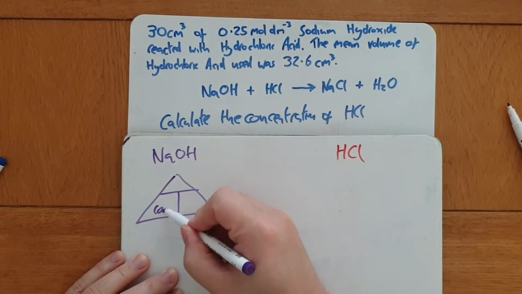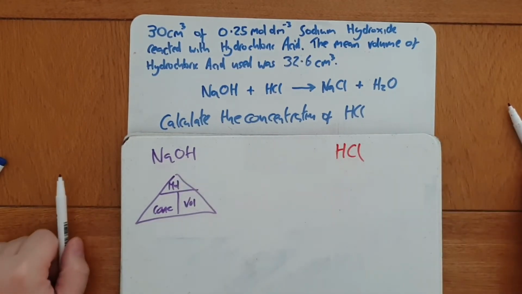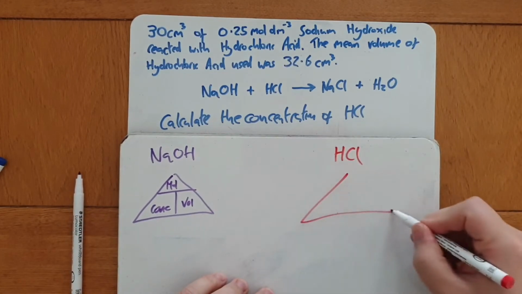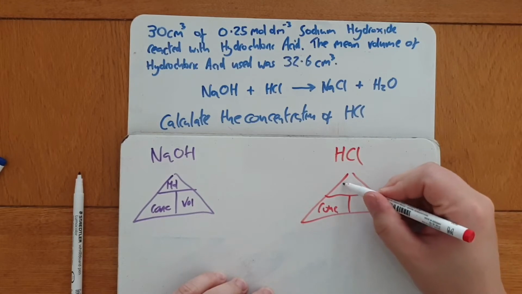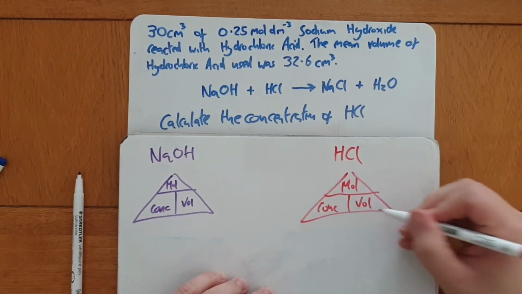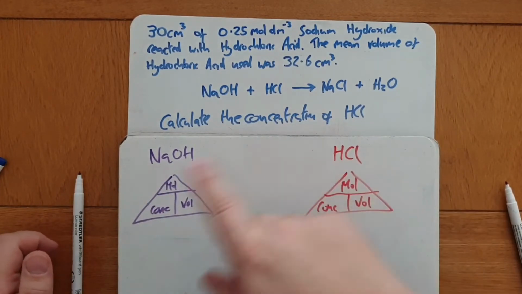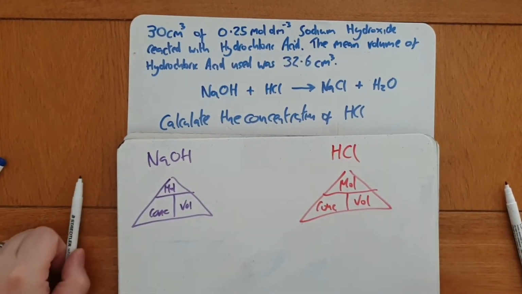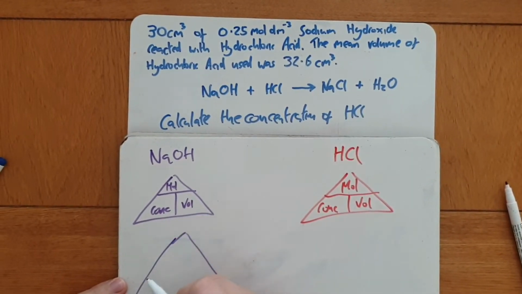So we've got concentration equals moles divided by volume, and then we've got concentration equals moles divided by volume. So we've got our two triangles, one for each substance. Now we're going to fill in the numbers that we know. So we've got a triangle here. I'm going to draw it a bit bigger so I can write them all in.